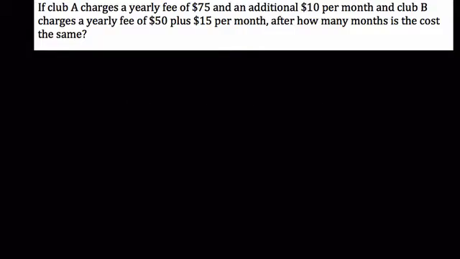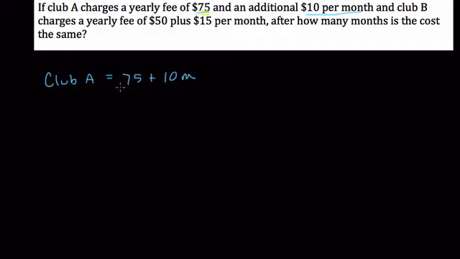So they tell us here that Club A charges a yearly fee of $75, and an additional $10 per month. So that's Club A, and as you go through this, I suggest writing it down. I like to do that. It helps me keep track of the problem itself. So it's 75 plus 10 per month. And that's our equation.